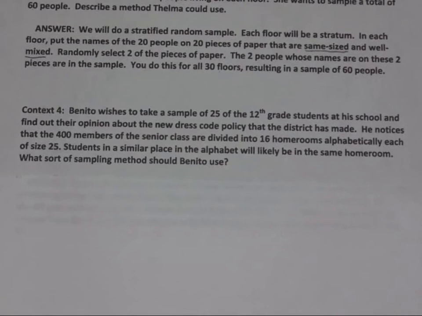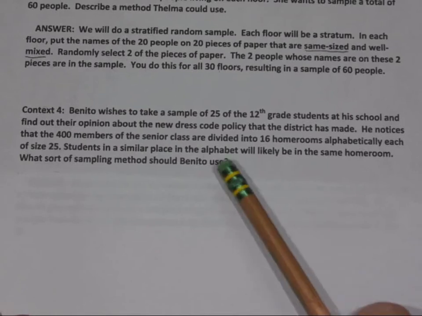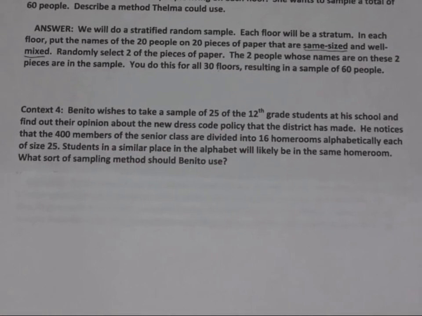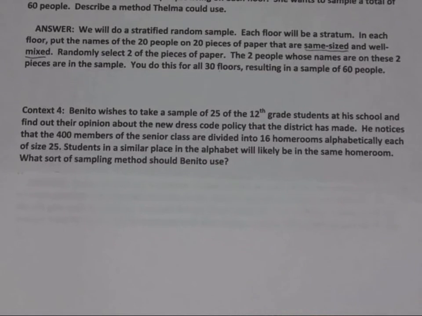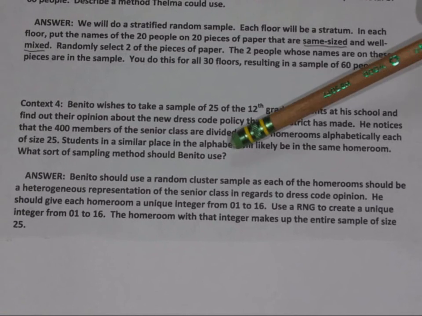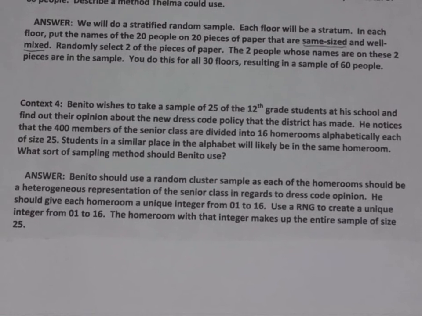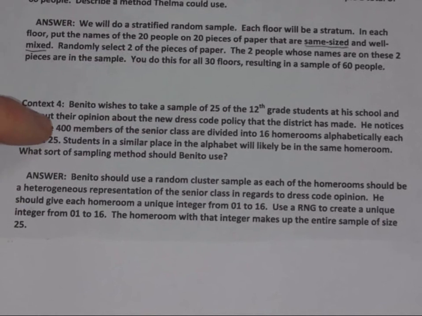So he notices we have groups, each of size 25. There's 16 different groups of size 25, and they're heterogeneous groups. They're lined up alphabetically. There's no reason to believe that this issue, which is their opinion about dress code policy, is in any way related to where people are in the alphabet. So what he could do is just take one of the homerooms to represent the whole. And that's what we call cluster sampling. So Benito should use a random cluster sample, and it's random because I'm going to randomly select one of the homerooms. And so all 400 students are equally likely to be in the sample. Thus it is random.